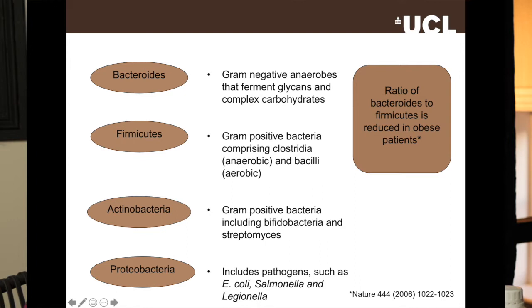So on the slide you can see the four main phyla that we're talking about: Bacteroidetes, Firmicutes, Actinobacteria and Proteobacteria. And then there's just some information about each one of those groups. Bacteroidetes are gram-negative anaerobes, which ferment glycans and complex carbohydrates. So in the main, those are good things, okay? Because what happens is indigestible fibre and carbohydrates is a sort of foodstuff that you're going to excrete, because you can't yourself extract any useful energy from them. But because they can degrade those, they can produce useful compounds from them.